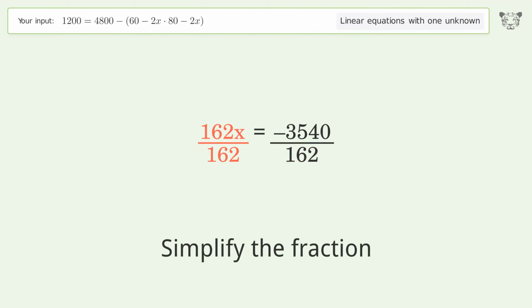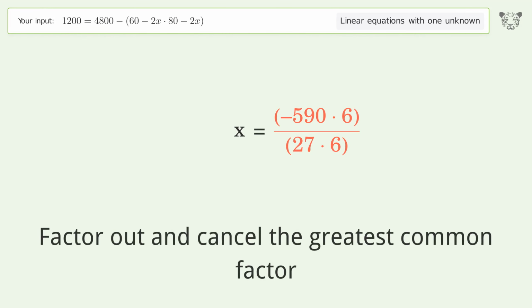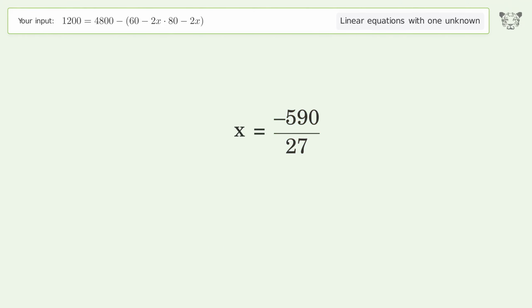Simplify the fraction. Find the greatest common factor of the numerator and denominator. Factor out and cancel the greatest common factor. And so the final result is x equals negative 590 over 27.